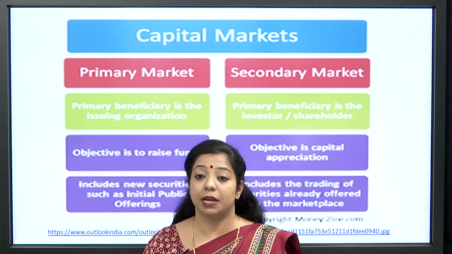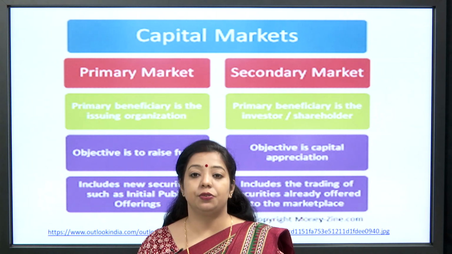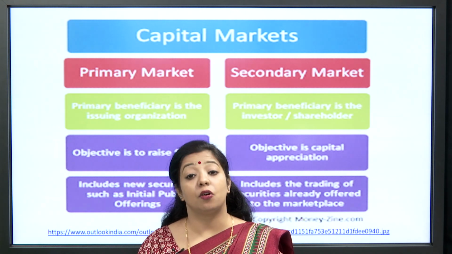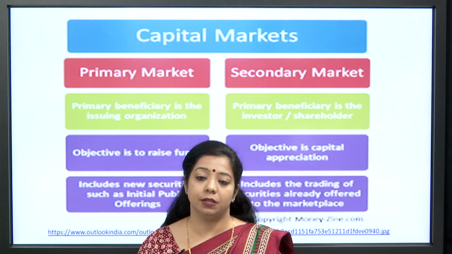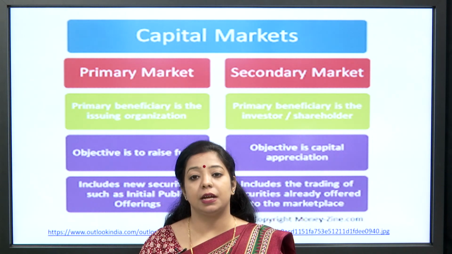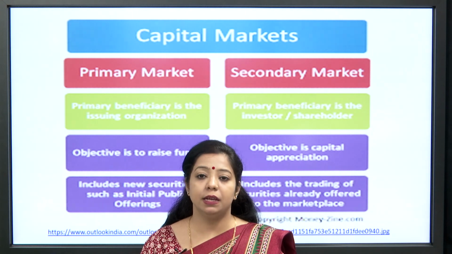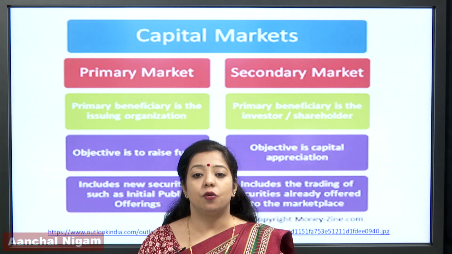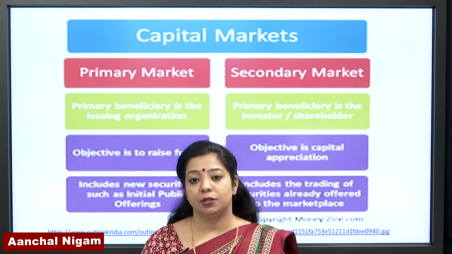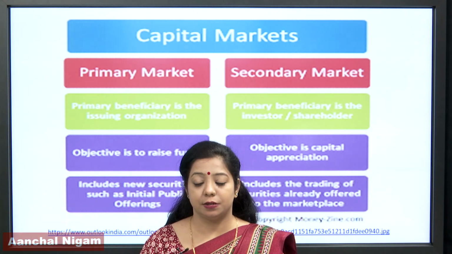The secondary market includes the trading of securities that are already offered to the marketplace, and it can be done as many times as the investors want to. The buying and selling is only to create more profit for the investors.